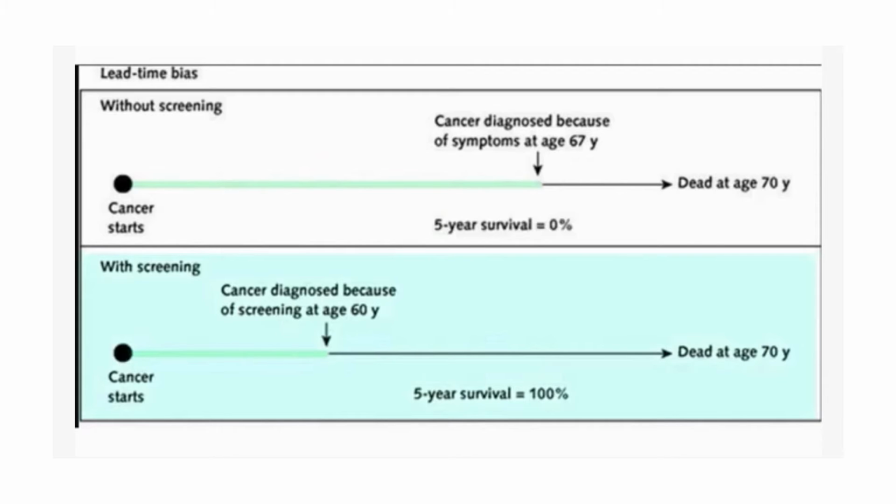Well, let's look at these two examples. On top, we have when cancer starts. In both cases, the person on top and the bottom, cancer is starting at the same time. Without screening, the person on top is diagnosed at age 67 and dies by age 70. So their 5-year survival rate is 0. With screening, this person was diagnosed at age 60. They still died at 70, but the 5-year survival rate is now 100%.